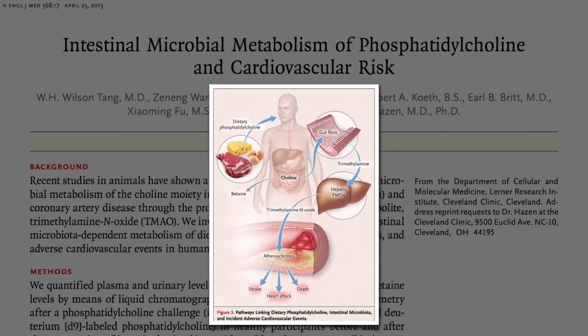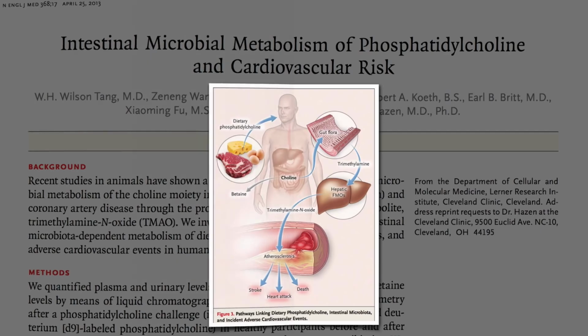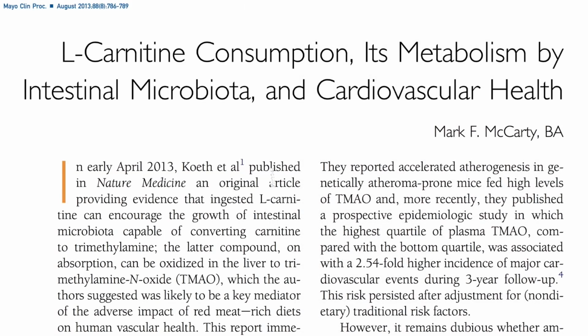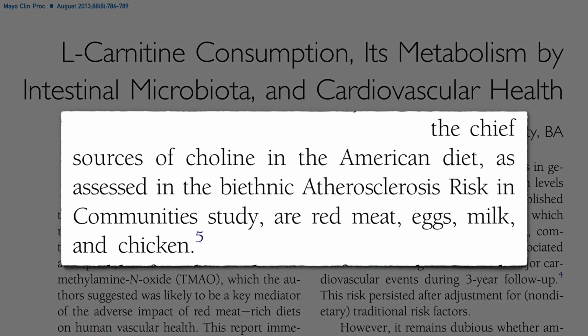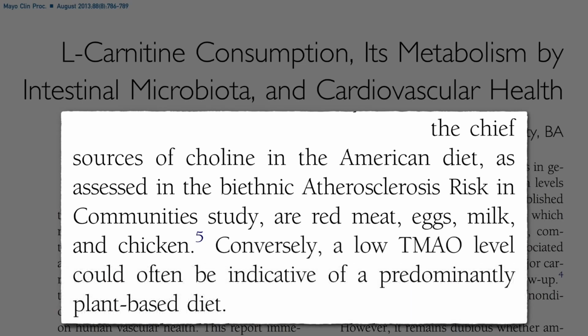If high TMAO levels come from eating lots of meat, dairy, and eggs, then maybe the only reason people with high TMAO levels have lots of heart attacks is they're eating lots of meat, dairy, and eggs. Maybe having high TMAO levels is just a marker of a diet high in red meat, eggs, milk, and chicken that's killing people by raising cholesterol levels or something, and has nothing to do with TMAO at all. Conversely, the reason a low TMAO level seems so protective may just be because it's indicative of a more plant-based diet.